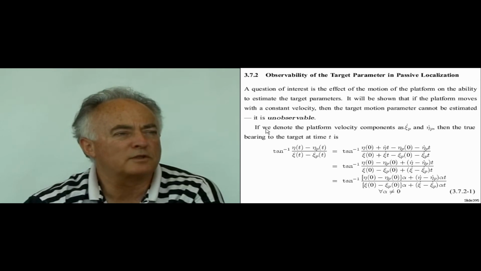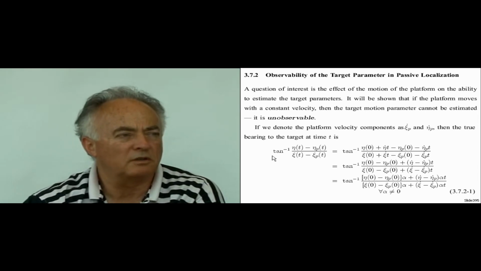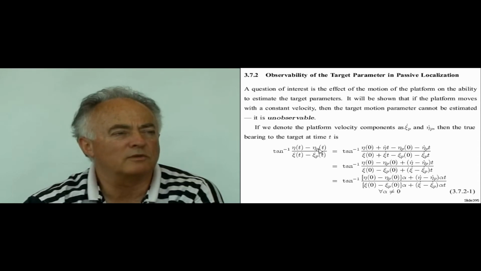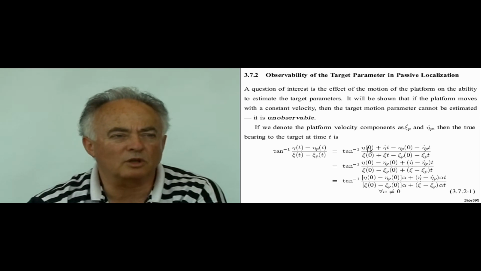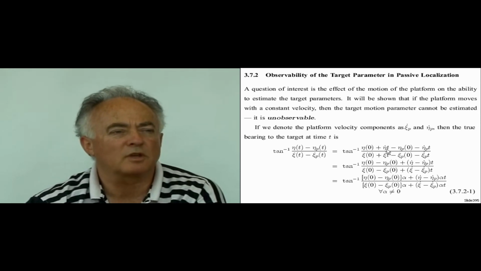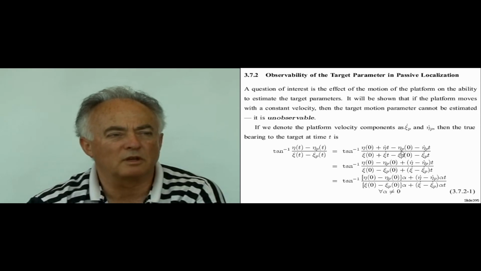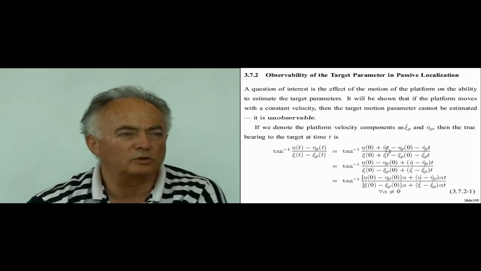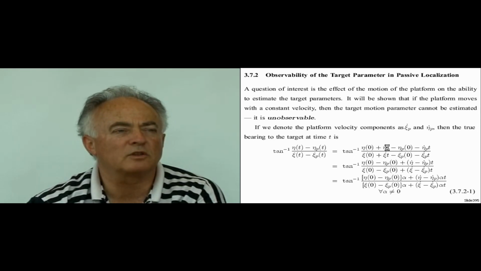We'll denote the platform velocity components as psi p dot and eta p dot. Then the true bearing, ignoring the noise, is arctangent of eta t minus eta p t at some arbitrary time t, over psi t minus psi p t. Now what is eta t? It is eta 0 plus eta dot t. The eta p is eta p0 plus eta p dot t. So this is the target y coordinate, eta coordinate, minus the platform eta coordinate.